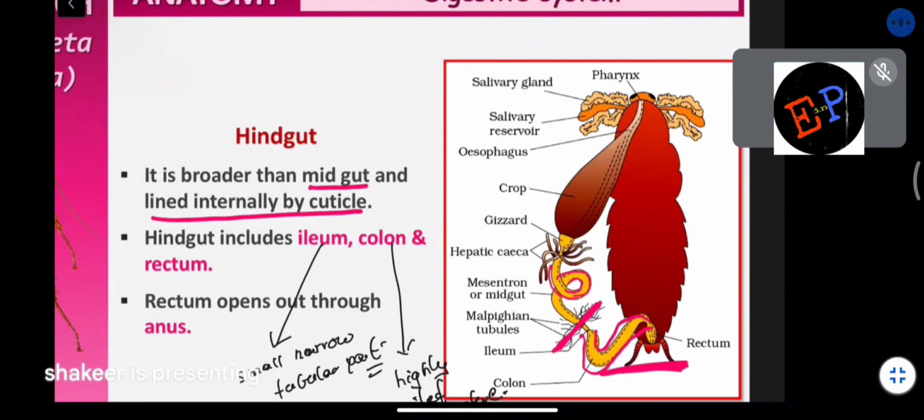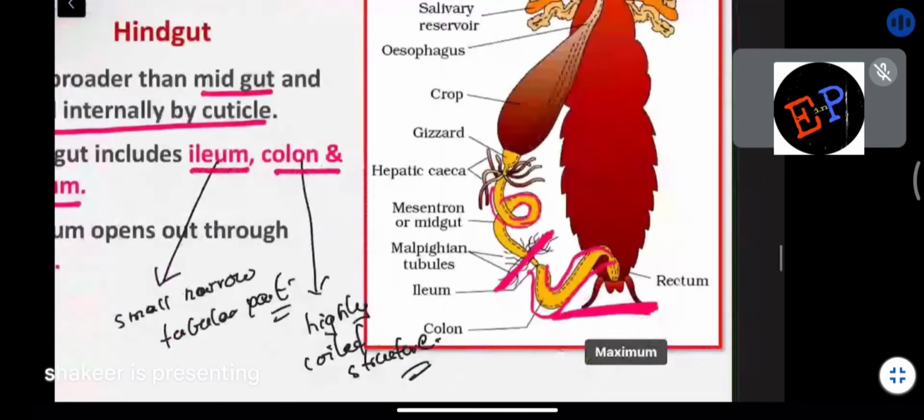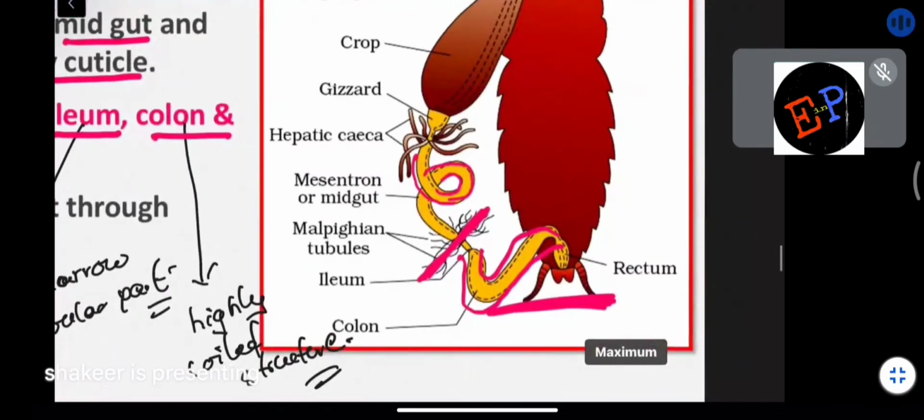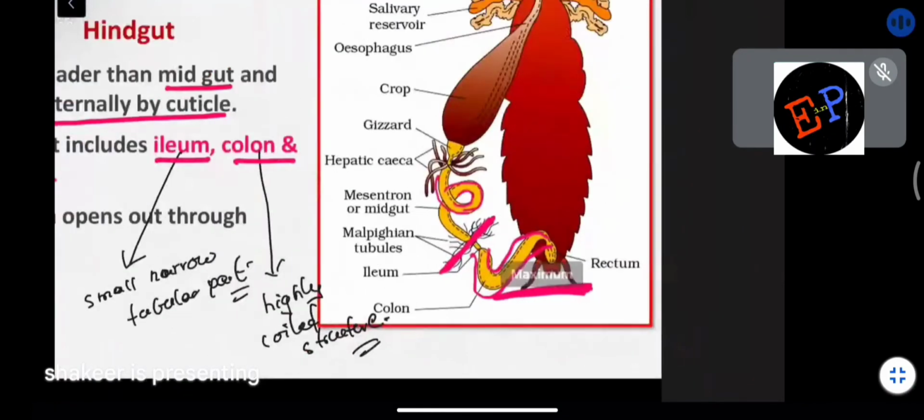Okay. So the hindgut includes ileum, colon and rectum. These are the three parts of which the hindgut is made up. Clear, no? One is the ileum, the second one is the colon, and the third one is called the rectum. So this region which you are seeing here.